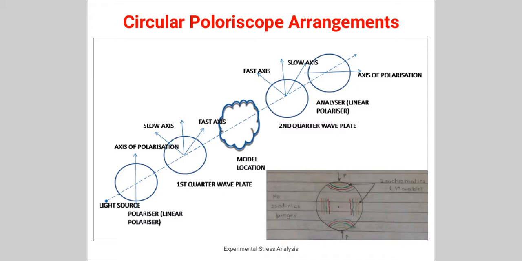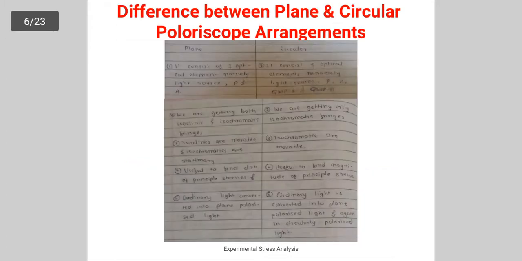So this is about the circular polariscope arrangement, that is how this arrangement is used to find out the calculation of N, that is fringe order, and by using that particular N, how the magnitude of principal stresses is calculated, or how that sigma 1 minus sigma 2 is calculated. So this is about the circular polariscope arrangement. Now we'll see the basic difference between the plane polariscope and the circular polariscope arrangement.